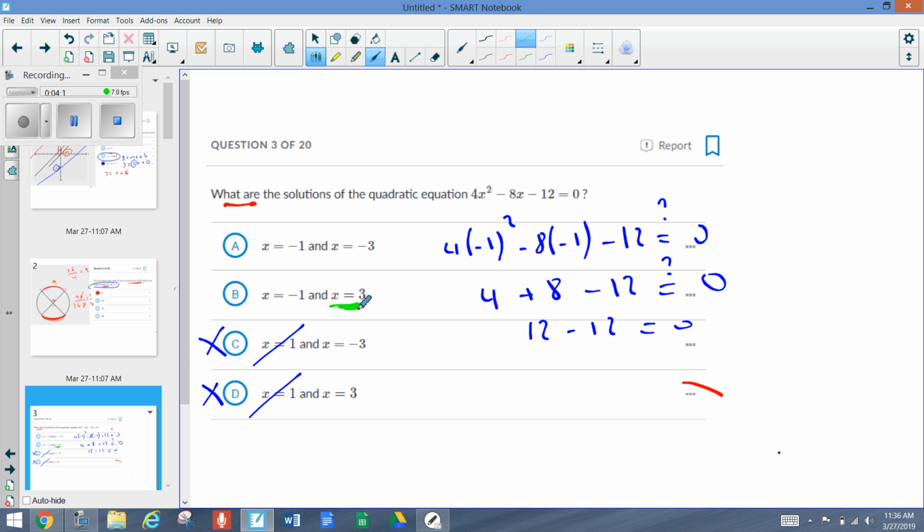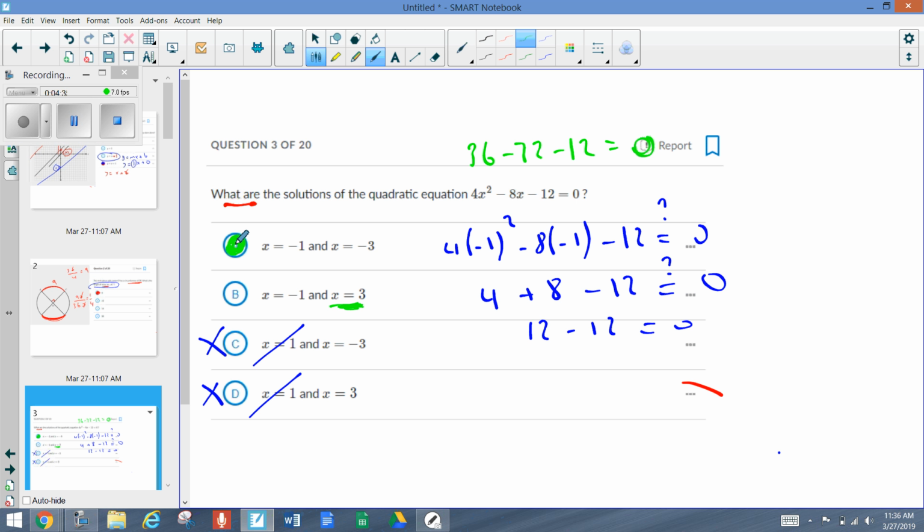I'm going to try this one. 3 squared is equal to 9. 4 times 9? -8 times 9. Minus 12. Is that equal to 0? No, this is too big. So that means one of them is supposed to be correct.